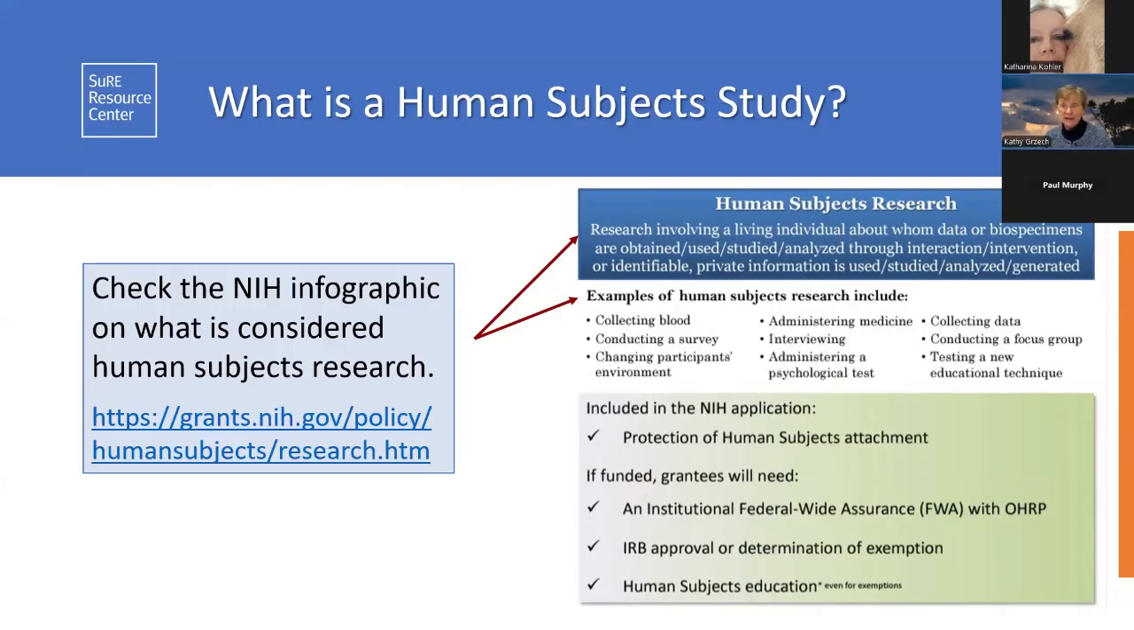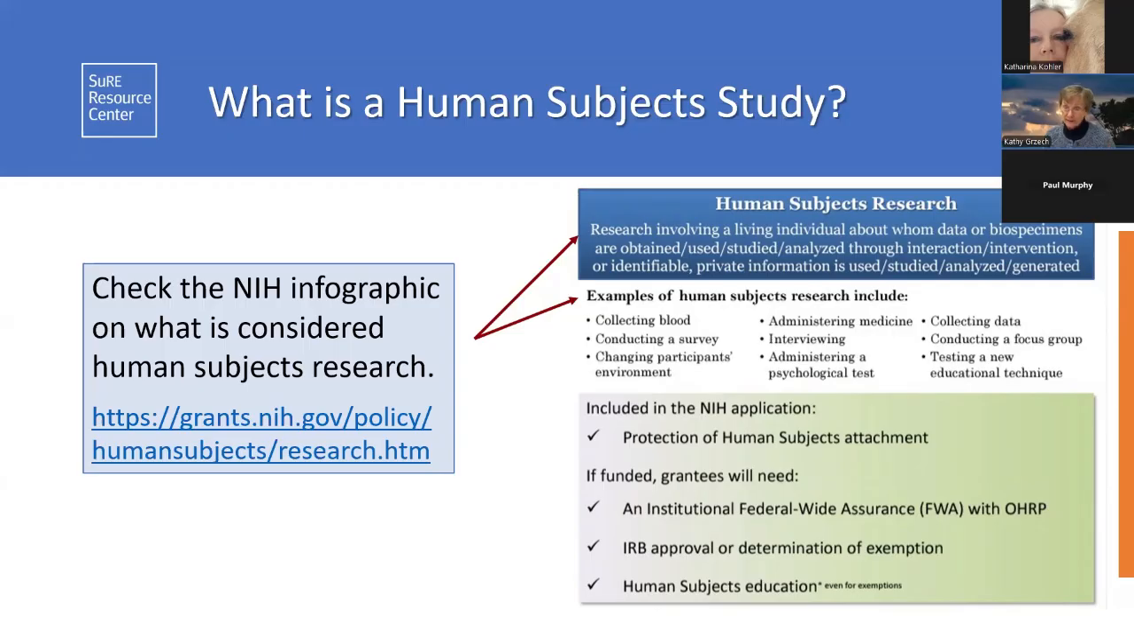And this NIH infographic gives a number of examples of human research: collecting blood, conducting a survey, changing participants' environment, administering medicine, interviewing, administering a psychological test, collecting data, conducting a focus group, testing a new educational technique. And essentially, it says here, included in the NIH application, protection of human subjects attachment. This is a huge piece in the human subjects and clinical trial information form. But as I said, that form consolidates a whole lot of relevant details, so there's much more to it.